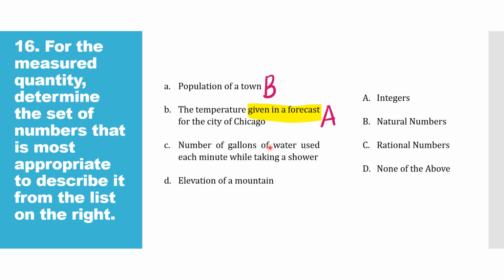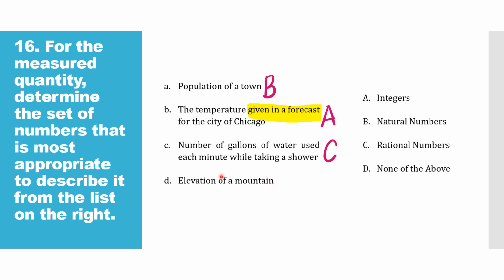All right, now this one: the number of gallons of water used each minute while taking a shower. This is probably not going to be a perfectly whole number. It's probably not like I use exactly 2 gallons every minute while I'm taking a shower. It probably has some decimal numbers involved, like 1.33 gallons per minute, something like that. So definitely not integers, definitely not natural numbers. I would say rational numbers is more appropriate here, numbers that are allowed to have a decimal or fractional part.